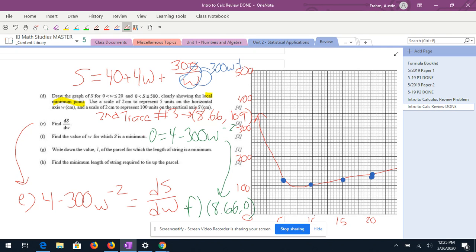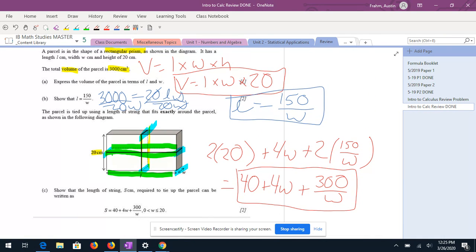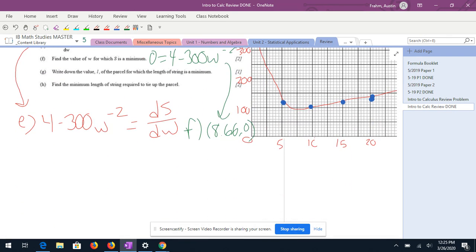Now letter G says write down the value L of the parcel for which the length of string is a minimum. If we go back up, we know that L can be written as 150 divided by W, as seen in part B. So if we simply plug this W value in, do part G down here, L would equal 150 divided by 8.66. And it comes out to be about 7.3 centimeters.